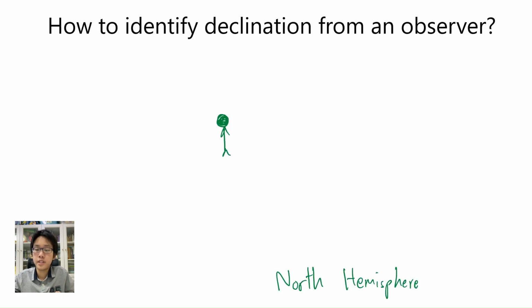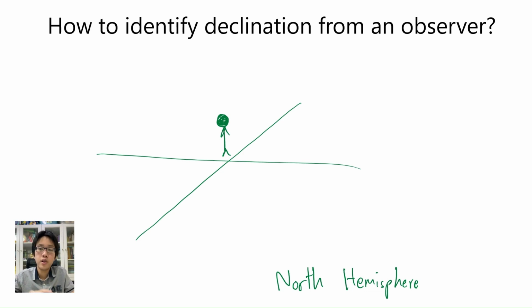So first, let's assume this green guy is in the Northern Hemisphere, and these are the axes: north, east, south, and west. And if you look toward the north and look up at an angle theta, that angle is equal to his latitude.